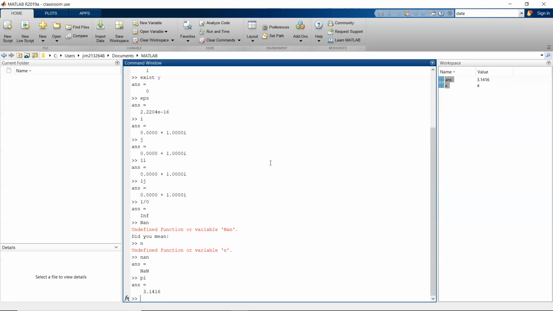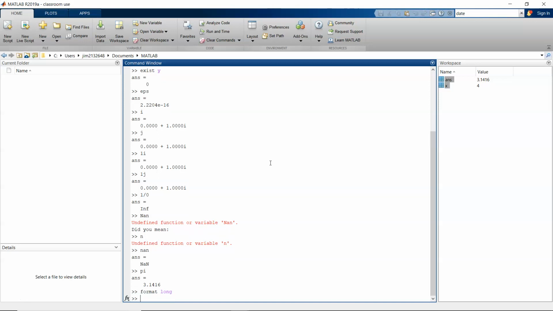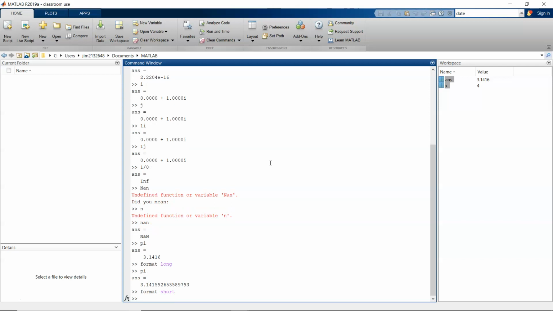Might as well talk about formats right now. Pi has a lot more digits than this. So format long, and we're going to re-execute pi. This gives you a lot more digits on pi. Format short is the default of MATLAB. There we go.